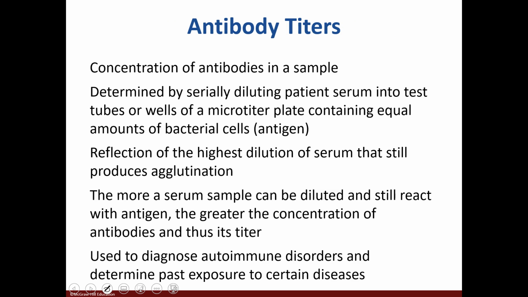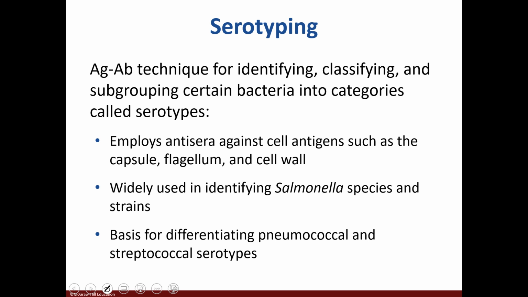Antibody titers are done to determine the concentration of antibodies. It's done by diluting the patient's serum with equal amounts of the antigen. The highest dilution that produces agglutination or clumping is the titer. It's used for diagnostic purposes as well as to determine if a patient has been exposed to a particular disease. Studying antigen-antibody reactions can also be used to identify bacteria and place them into serotypes. It enables detection of certain virulence factors like a capsule in particular species and strains.